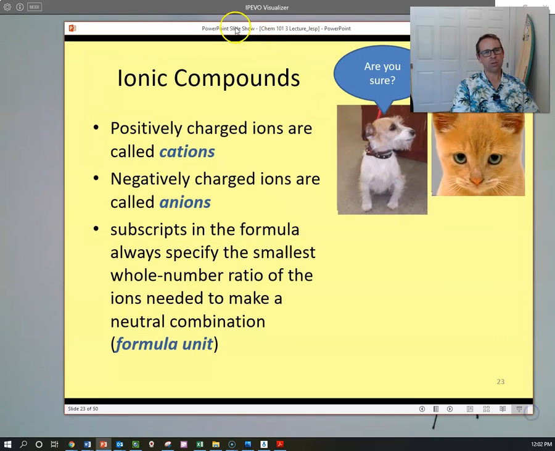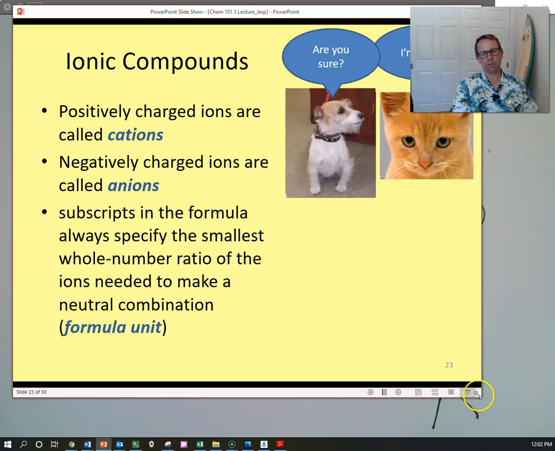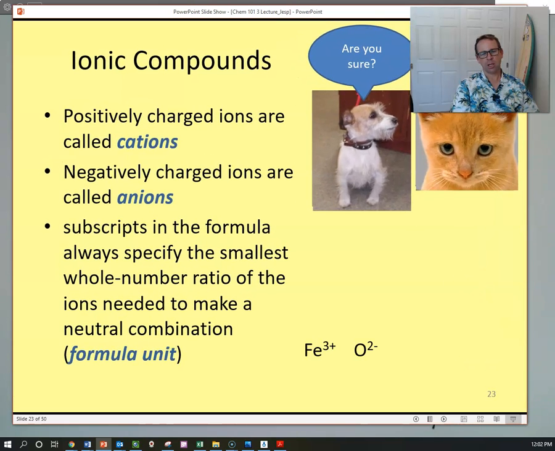Now, that also puts us in a position where if we're provided ions, for example, if somebody says, this is an iron +3 ion, and this is an oxygen 2- ion, we're now in a position to predict how these 2 ions will come together to form a compound. All right? Now, how did iron get that +3 charge? It gave up 3 electrons. That's right.